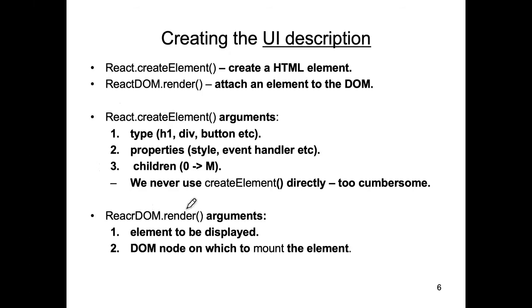The ReactDOM.render method takes 2 arguments. You've got to give it a reference to the element that you want to have rendered, in other words, displayed on the screen. Presumably that element was created by the previous method. And secondly, you've got to tell the render method where currently on the DOM you want to attach that element. So that's pretty straightforward.